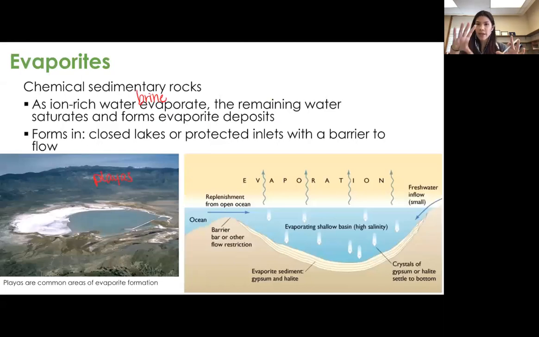This is a side view example of what one of these inlets might look like, where there's some barrier that stops too much flow between the two. So you may get some new liquid coming in, but it's not enough to mix the basin. And so the basin ends up experiencing evaporation and saturation in the ions.